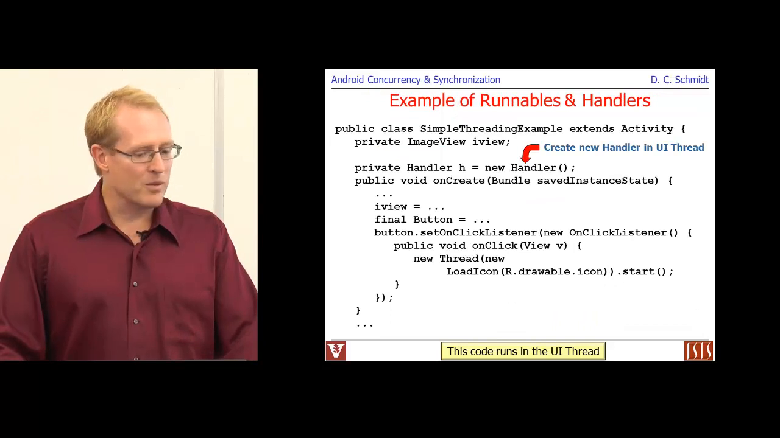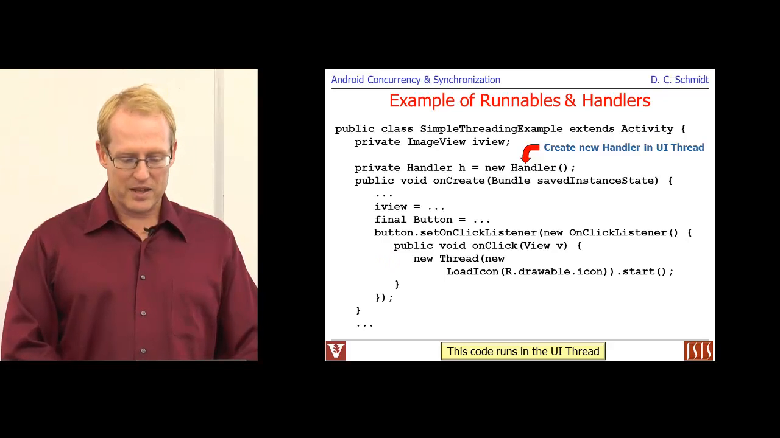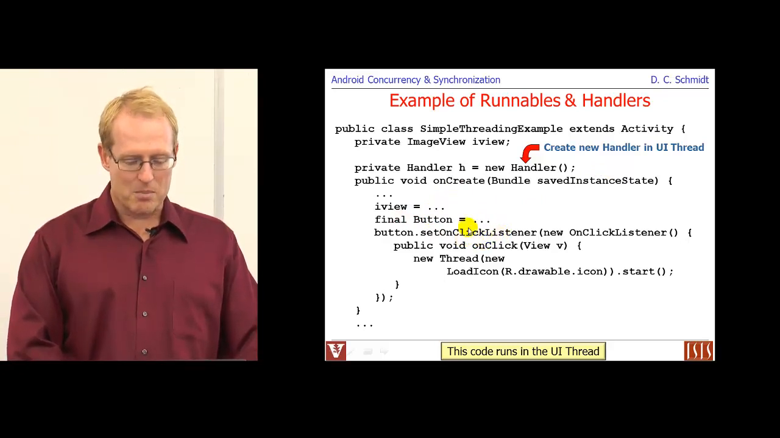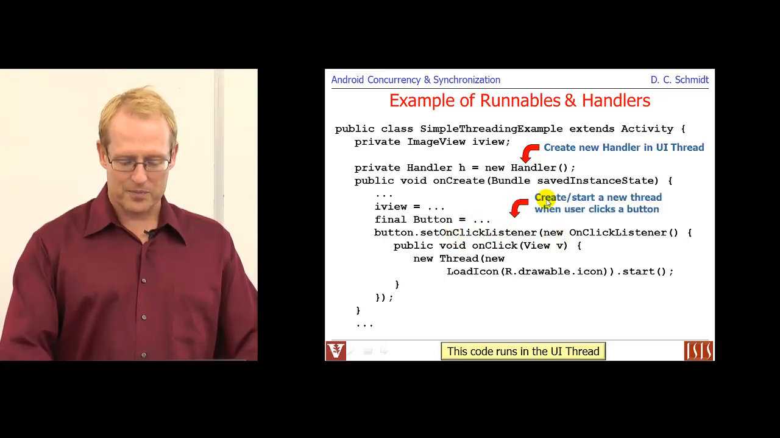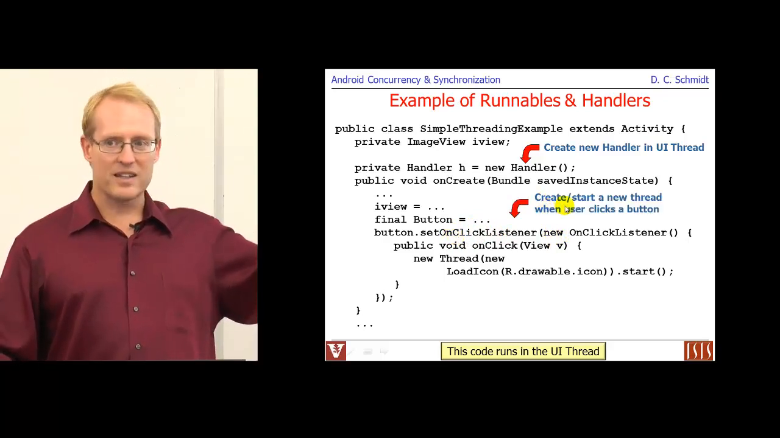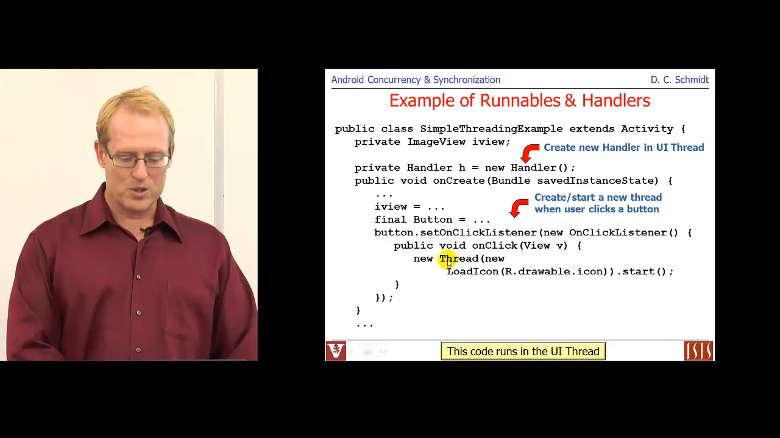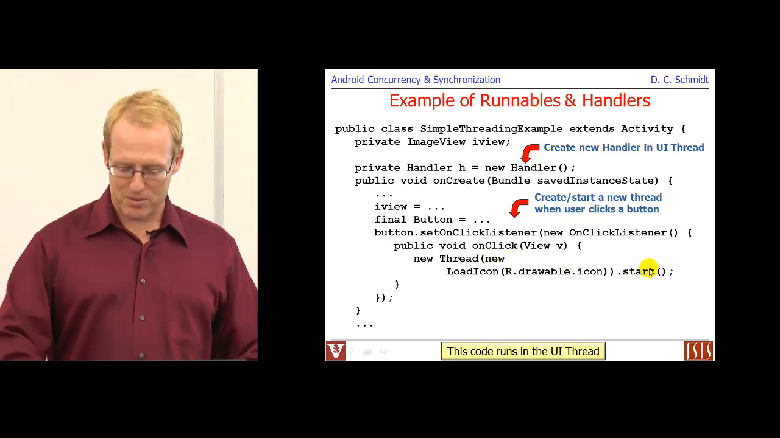So if you take a look at this, we'll see that we have a simple threading example that extends activity, and it creates a new handler. Notice that this is created in the UI thread, because that's where the activities run. When the onCreate method gets called, a bunch of things take place here. There's a method that gets connected to a new set on click listener. And when you click the load icon button, the onClick hook method turns around, makes a new thread, creates an object that's a runnable that's going to run in the context of that thread, and starts that thread.